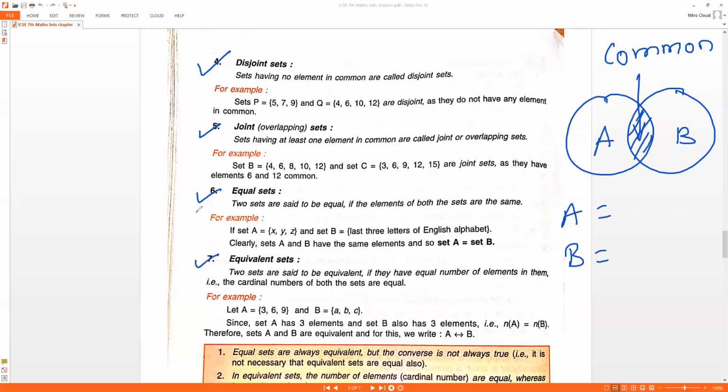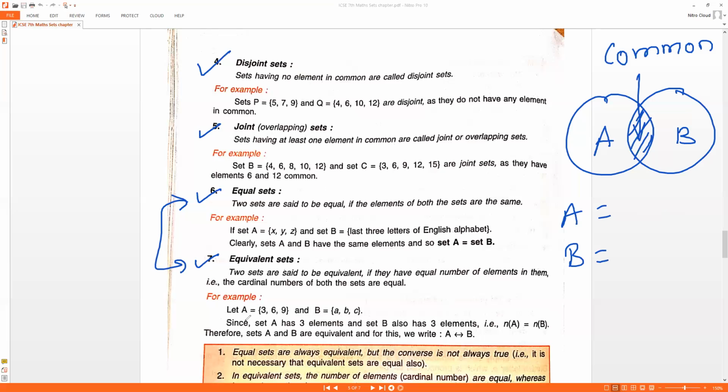Then equivalent sets. So try to understand the difference between equal sets and equivalent sets. Equal sets relates to the individual members, whereas equivalent sets relates only to the number of elements, the cardinal number. It doesn't tell you what elements are there. If the cardinal number of the sets is the same, then they are called equivalent sets, not equal sets.